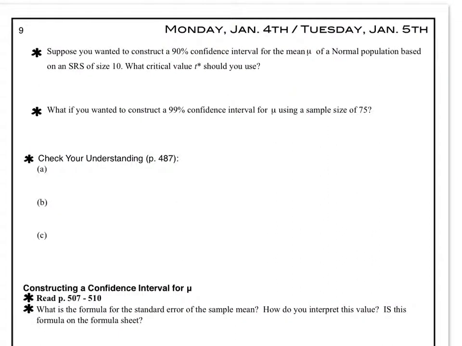So let's say that we wanted to construct a 90% confidence interval for the population mean with a sample size of 10. Okay, this doesn't tell me anything about the population standard deviation. It tells me it's a normal population, which is important. It does not give me the population standard deviation. So I know that I'm going to be using t star. So here's how I find t star.